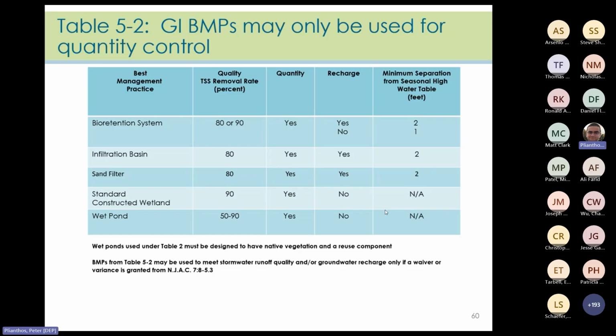BMPs in Table 5-2 can be used to address stormwater runoff quantity control. These can have drainage areas that are larger than the drainage areas of BMPs listed in Table 5-1. These BMPs may be used to meet water quality or recharge only if a waiver or variance is granted from N.J.A.C. 7:8-5.3.